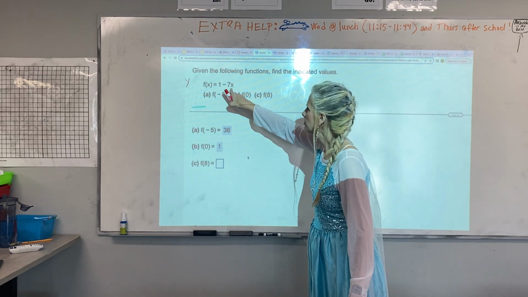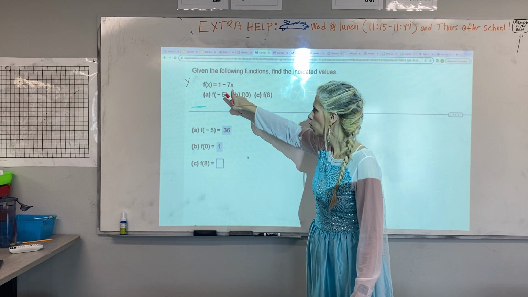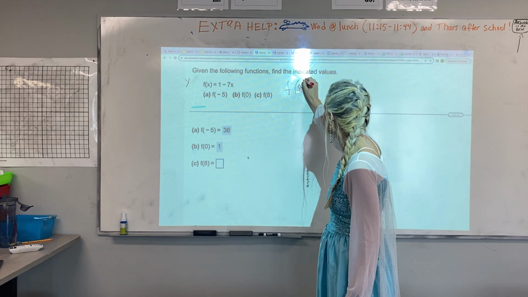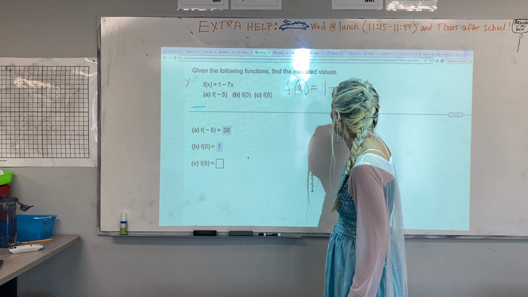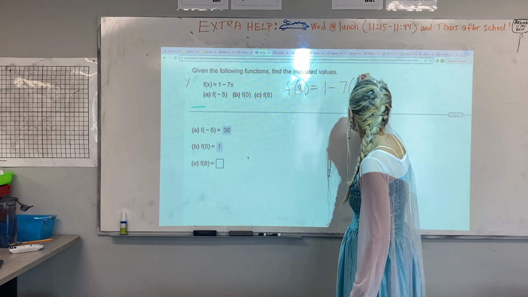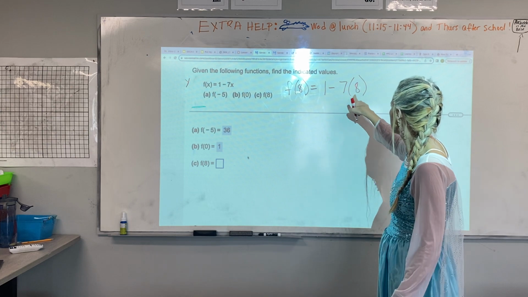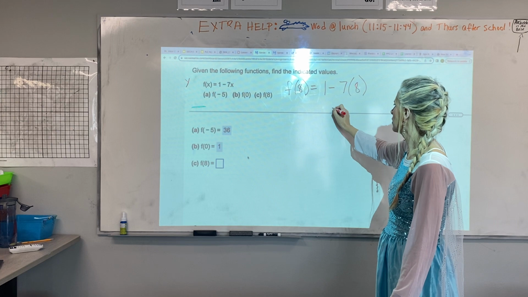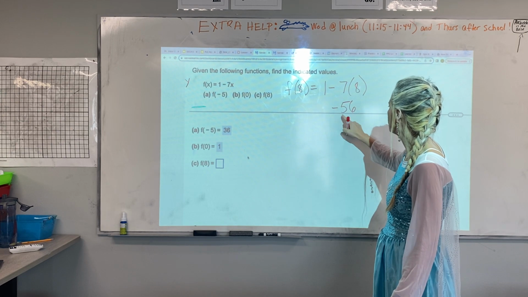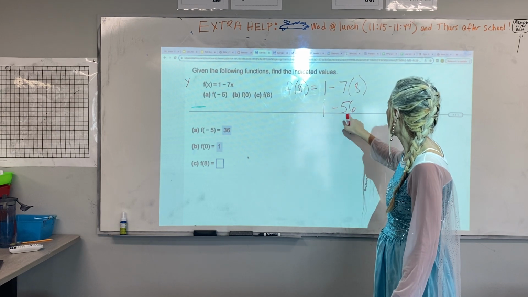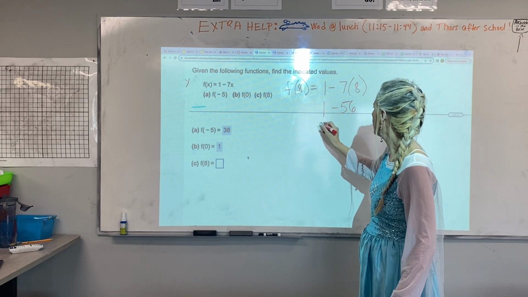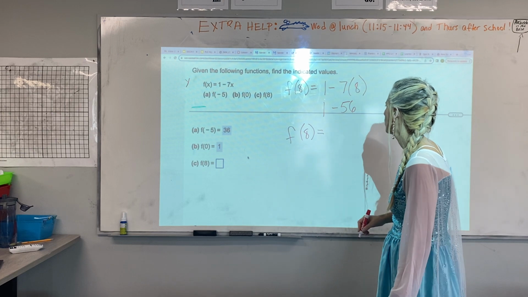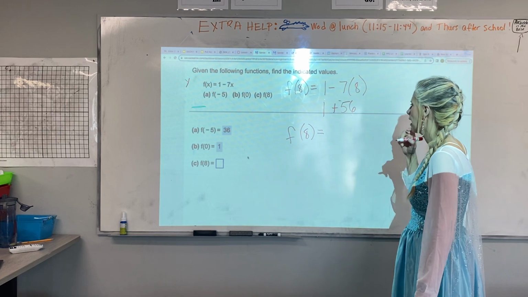Now, same machine, same function. What happens to an 8 when we put it in? The function of 8 is 1 minus 7 times 8. So we do -7 times 8 and we get negative 56, and we have 1 minus 56, we get... kill the cockroach, change the sign.